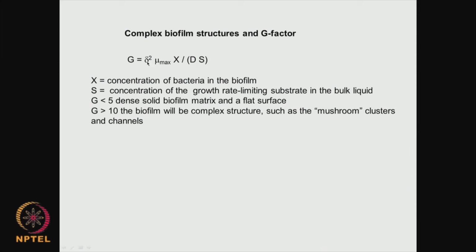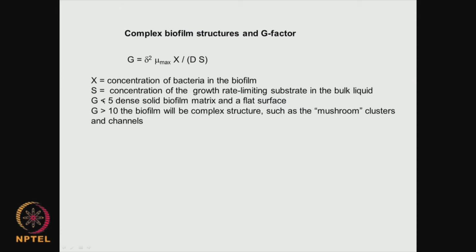Delta is the thickness of the biofilm, mu max is your Monod term maximum, x is the concentration of the bacteria in the biofilm, d is the diffusion coefficient, and s is the concentration of the substrate, that is the growth rate limiting substrate in the bulk of the liquid. So, if we calculate this, I know the biofilm thickness, I know the mu max, that is the bacterial growth Monod kinetic term, I know the concentration of bacteria in the biofilm, I know the concentration of the substrate in the liquid side of it, and I know the diffusion coefficient.